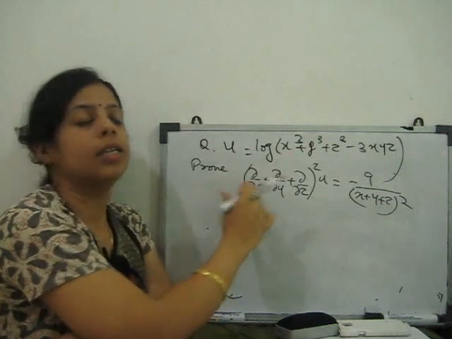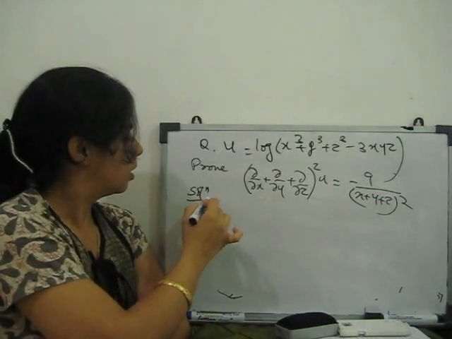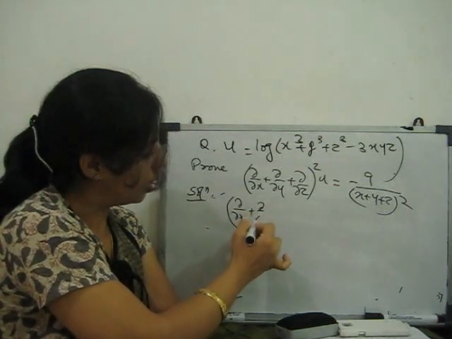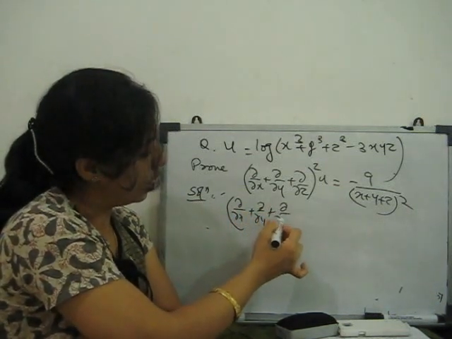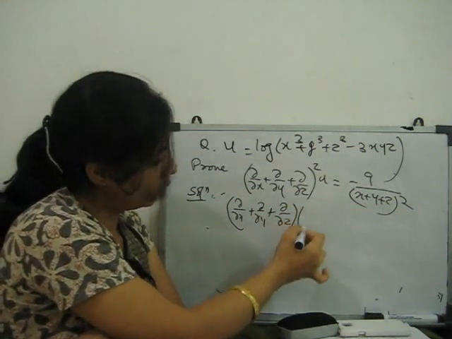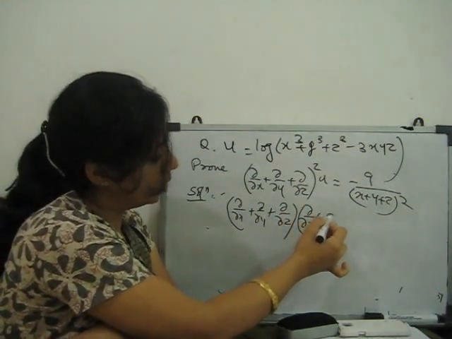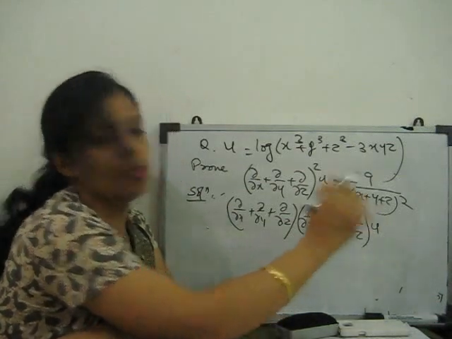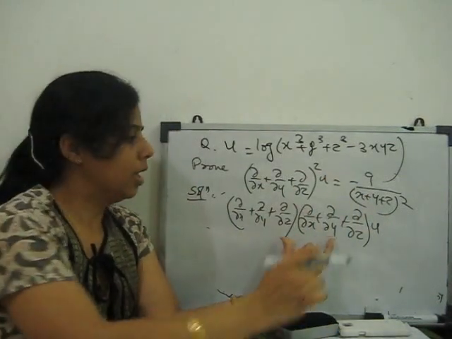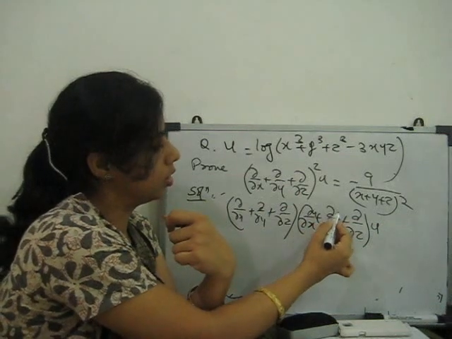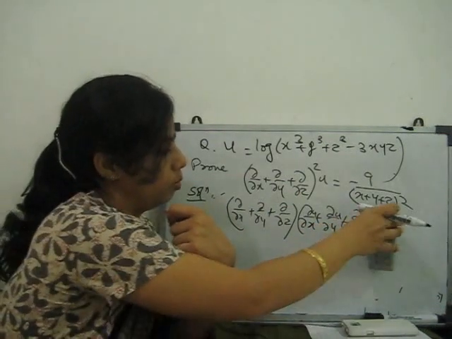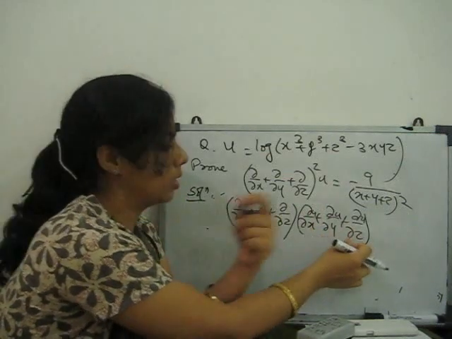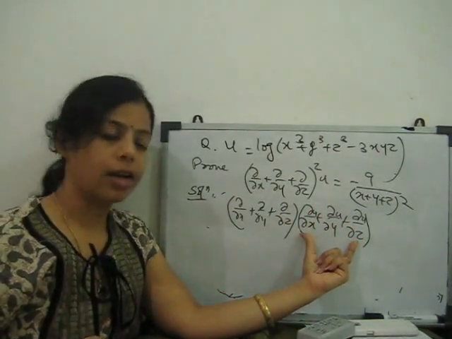So what is this? First we see this. This means (del by del x plus del by del y plus del by del z) into (del by del x plus del by del y plus del by del z) of u. Clear? Whole square means two times. Now u comes inside, so this is del u by del x plus del u by del y plus del u by del z. First we have to find this.